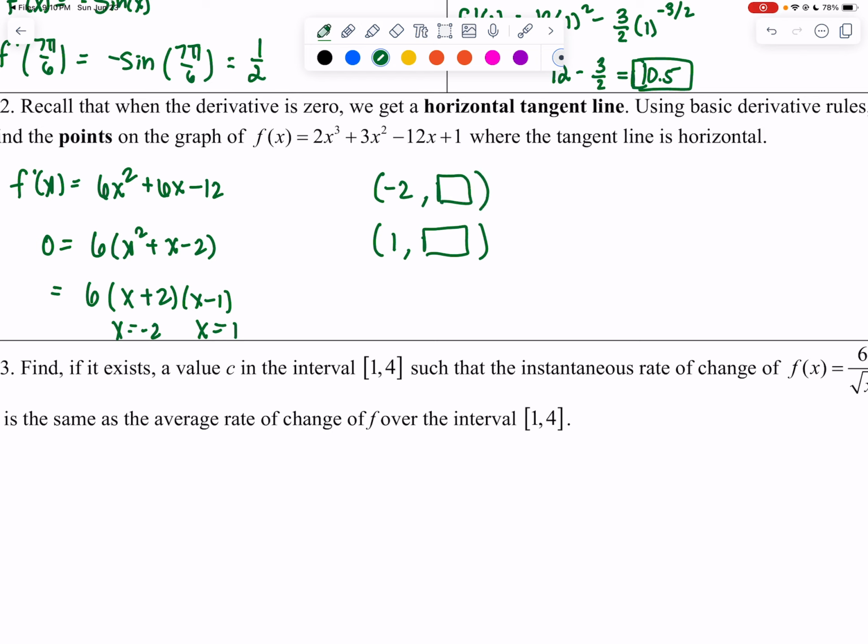So what you're going to do with negative 2 and positive 1 is not plug it back into the derivative, but you're going to plug it back into the function. So you're going to plug in negative 2 into f of x, and you're going to plug in 1 into f of x and see what you get. In this case, you are going to get 21 and negative 6.